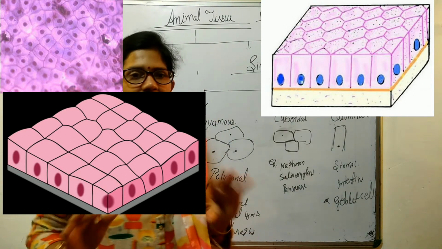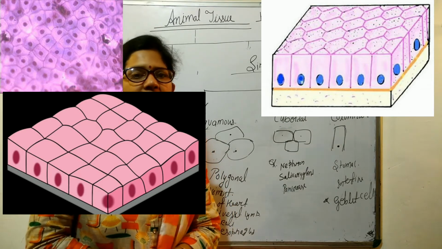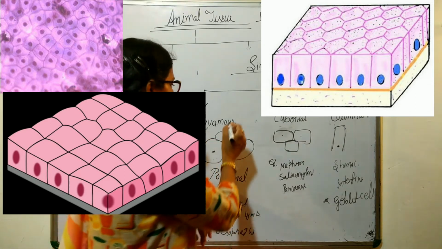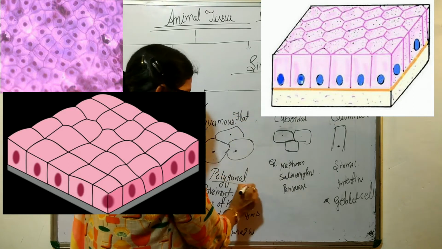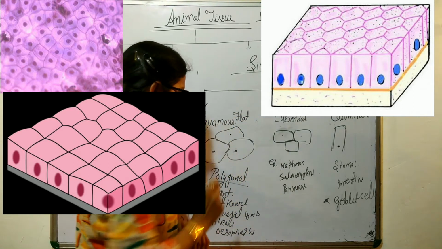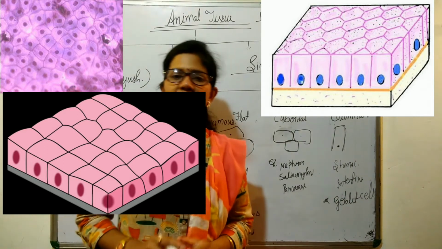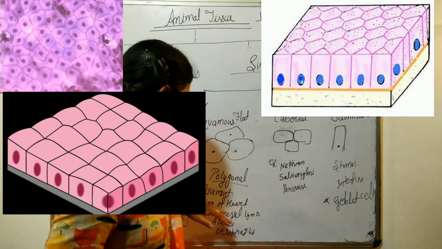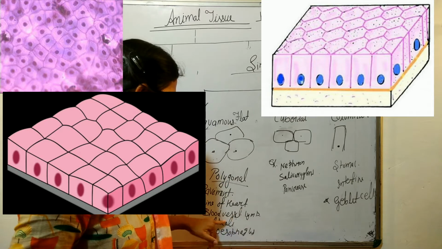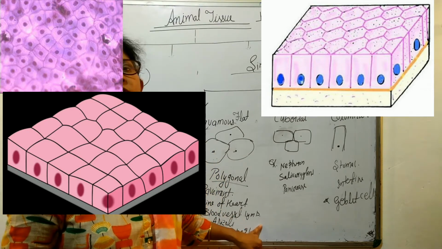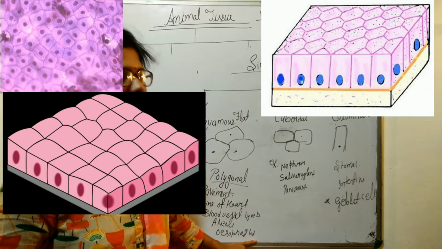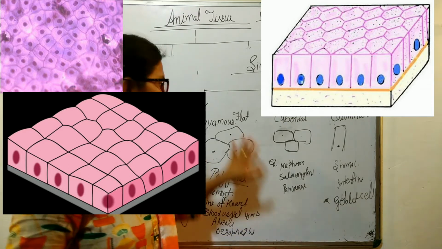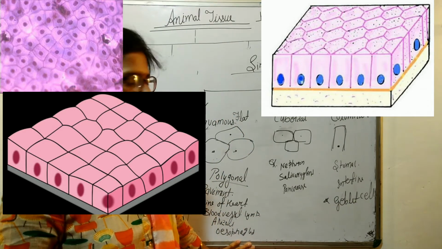Squamous, as it is a two-dimensional structure, means it is a flat structure. We have seen that it is polygonal. The nucleus lies at the center. Their main function is protection. Some examples are the lining of the heart, blood vessels, and lymph vessels, which we also call the endothelium. Then the alveoli lining and the oesophagus. You will find squamous epithelial tissues there.